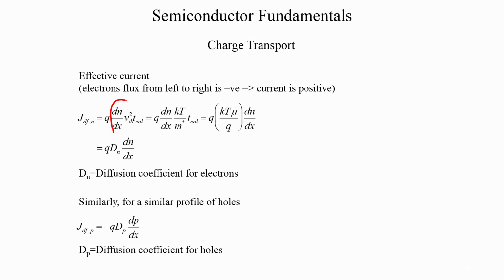What is the total charge, that is a rate of change, that is the number of electrons moving from left to right per unit time, because you have taken into account Vth. So it is a flux per unit time. So the total current is simply the charge transiting per unit time, which is q times that flux, okay. So it is simply q times dN by dx times Vth square times T collision.